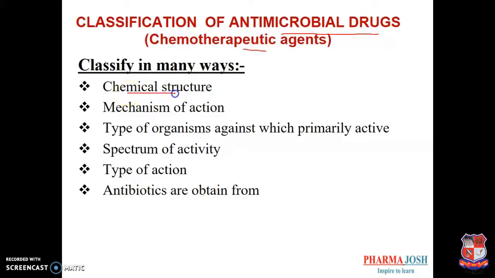First one is the chemical structure classification. Second, according to mechanism of action. Third, the classification based on the type of microorganism against which it is primarily active. Next, spectrum of activity, types of action, and antibiotics obtained from different sources. So this is the classification of antimicrobial drugs.